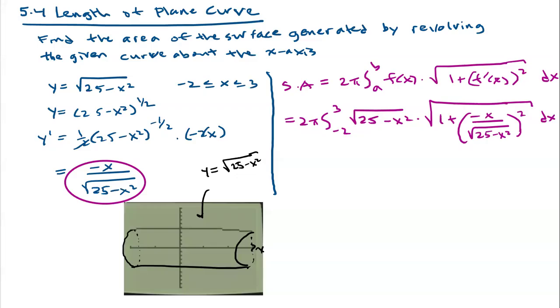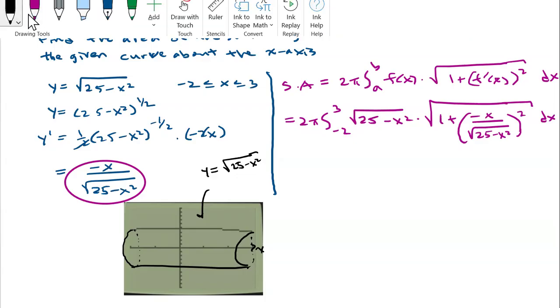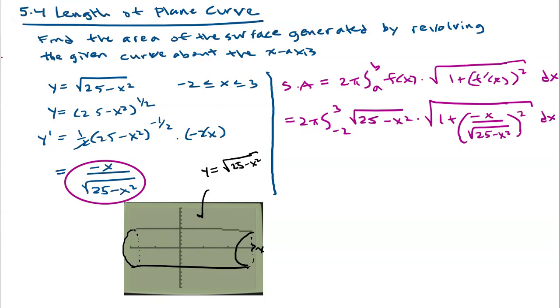So what you want to do here is simplify this part. We have 1 plus the negative x, and because this is being squared, top and bottom, that negative will just become a positive. So that's going to give us an x squared, and the radical is going to go away because of the square. So we'll just have 25 minus x squared.